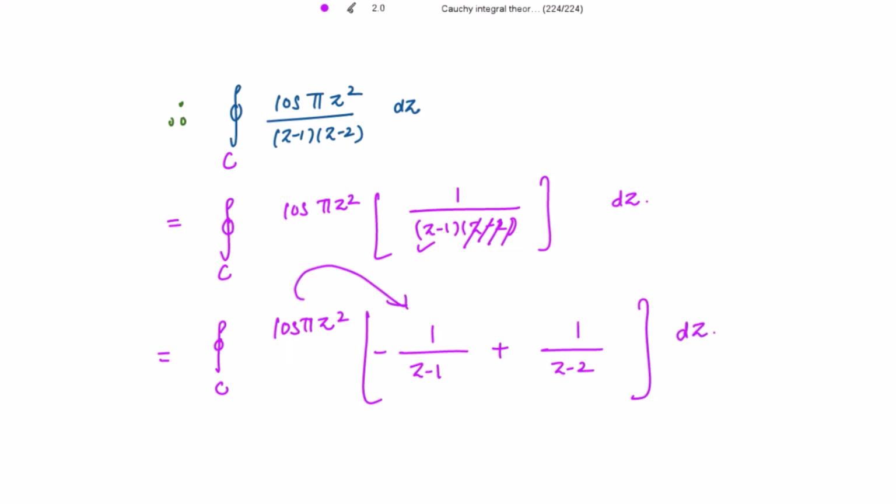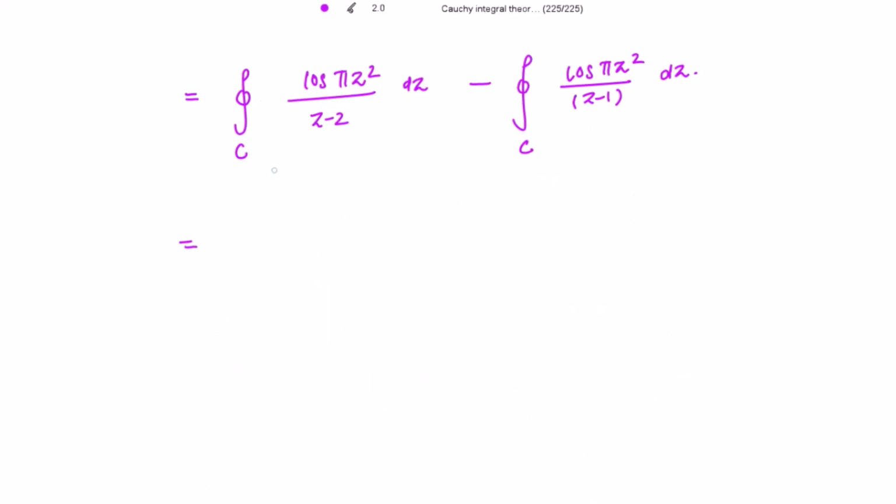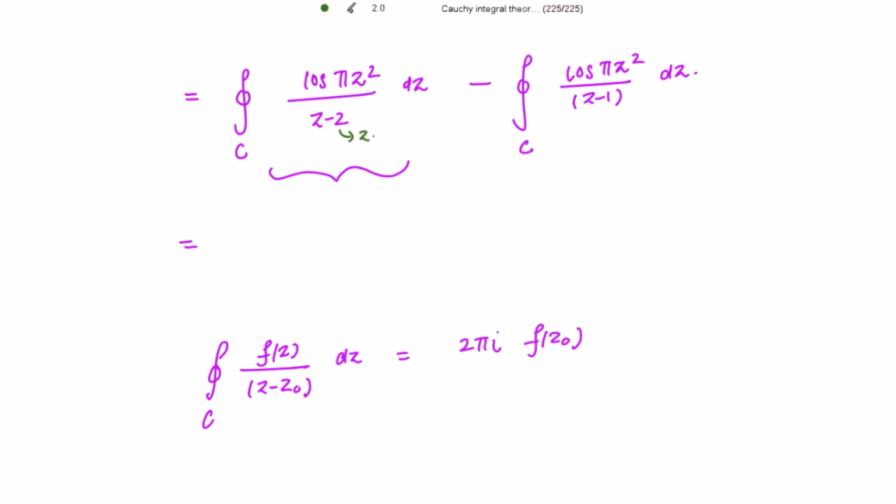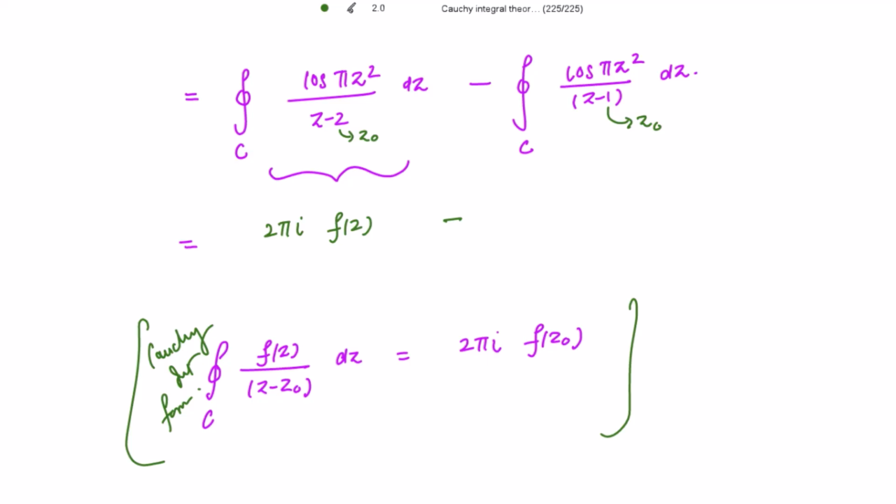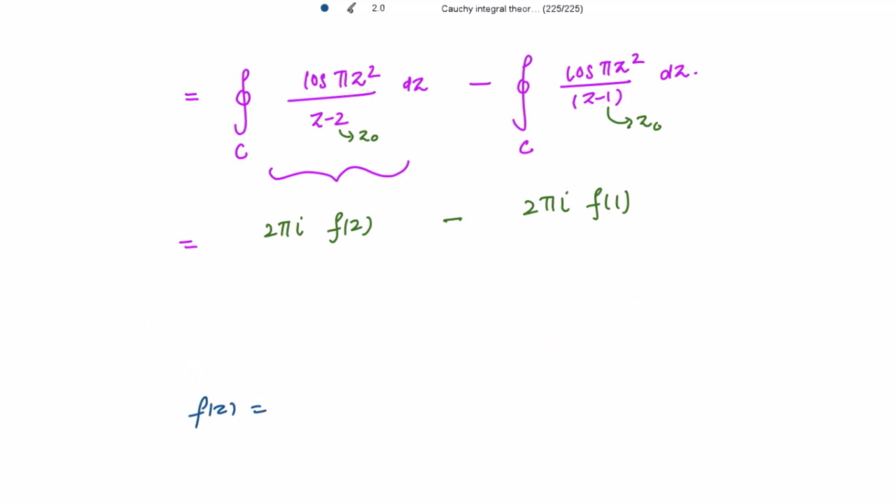Let's take this cos(πz²) inside now. Now applying Cauchy's integral formula for this. What is that? It is the line integral of f(z) divided by z - z₀ dz equal to 2πi f(z₀). Now here z₀ is 2, right? So we get 2πi f(2) minus, here z₀ is 1, so this is 2πi f(1). Okay, what is f(z)? f(z) is cos(πz²).